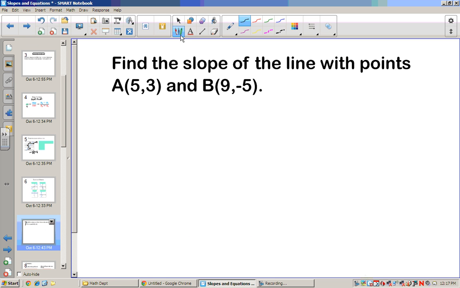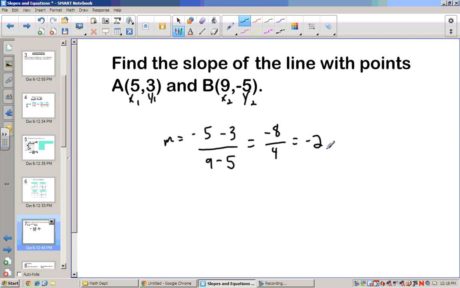Now, if we have no equation, or we just have 2 points, no graph, we'll just have to use that formula. So we label our x's and our y's, and my slope is y2 minus y1 over x2 minus x1. -5 minus 3 is -8. -5 minus -9 is 4. So -8/4 is -2. So our slope is -2.